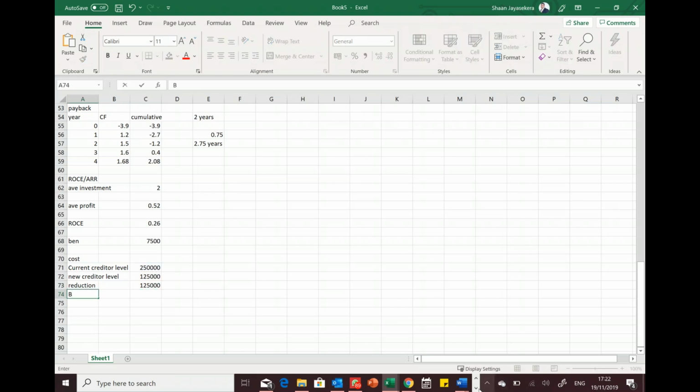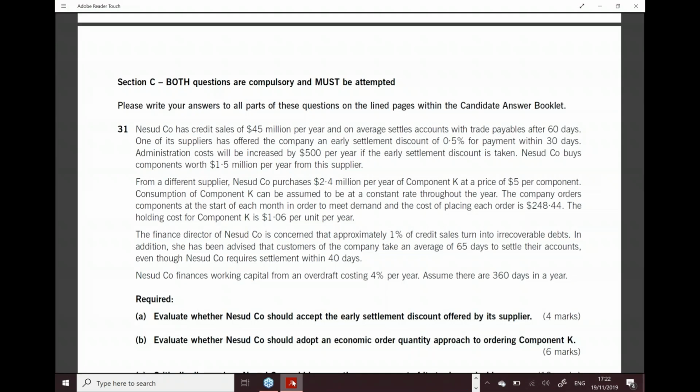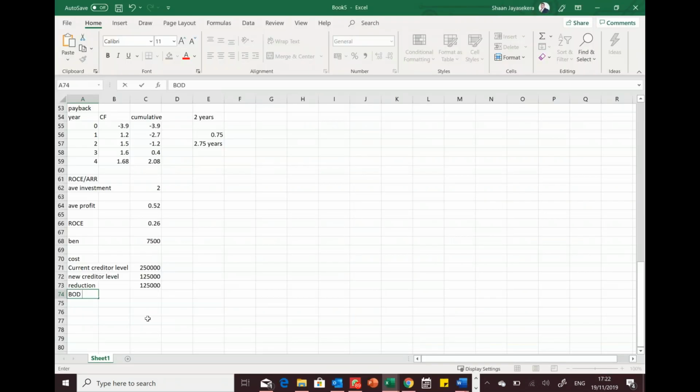So I need to double check and see how I am funding this. So the company finances working capital with an overdraft at 4%. So bank overdraft funding. Now for this, I have to pay at the rate of 4%. On top of this, I have also got to incur admin cost.